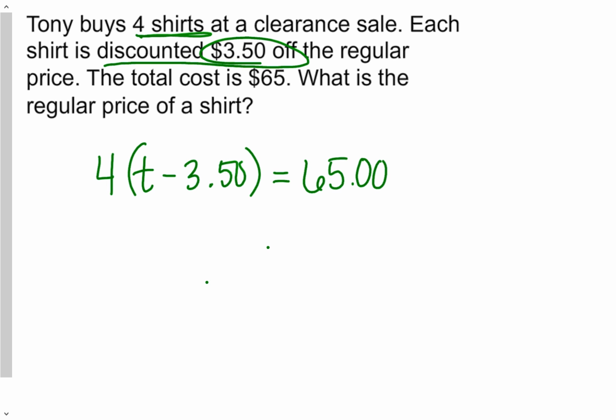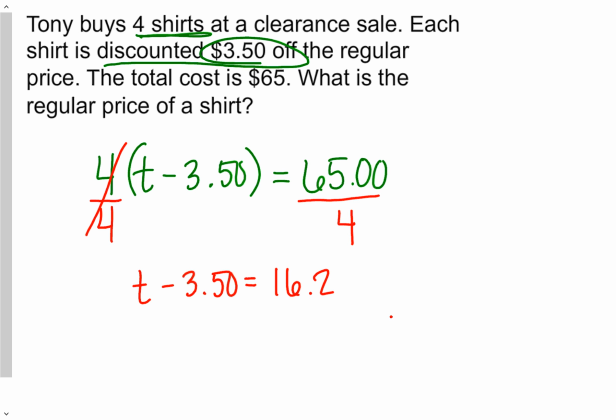Now what we're going to do is divide both sides by 4, because that is our p that's being multiplied by the quantity. This divides out to 1, so I'm left with t minus 3.50, and that's going to equal $16.25. Okay, so this is a one-step subtraction equation. So let's go ahead and add 3.50 on both sides of the equation.